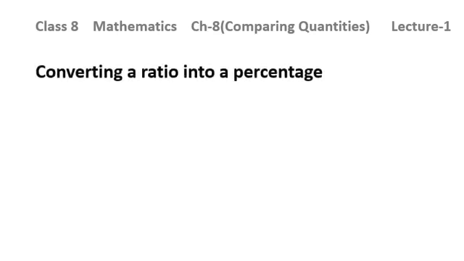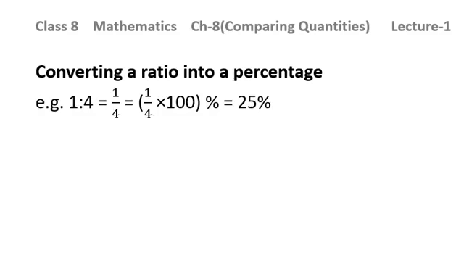Now coming to this topic, converting a ratio into a percentage. How to convert a given ratio into a percentage? This is the ratio, 1:4 is given to you and you need to convert it into a percentage. 1:4 will be written like this: 1/4. Then we need to convert it into a percentage, so it will be multiplied by 100%: 1/4 into 100%, so it will be 25%. First of all, convert the ratio into a fraction, that will be 1/4. 1/4 into 100% will give you 25%.